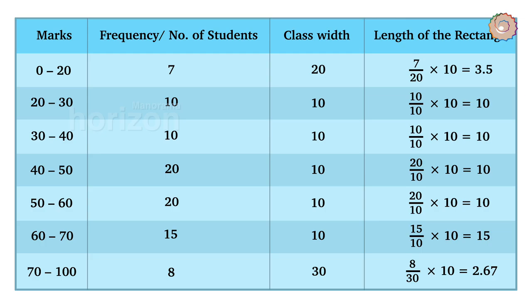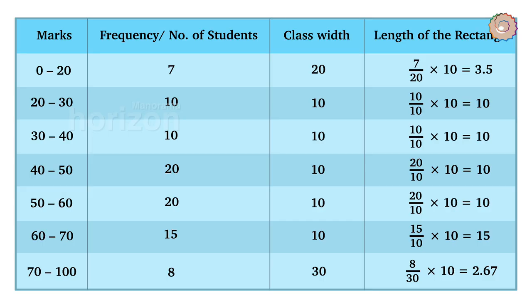Here, in the tabular column, first and second column gives you marks and number of students. Apart from those two columns, there is a third column in here that represents the width of the class, which is basically the difference between the range of the corresponding classes. For example, 20 minus 0 gives you 20, and so on.